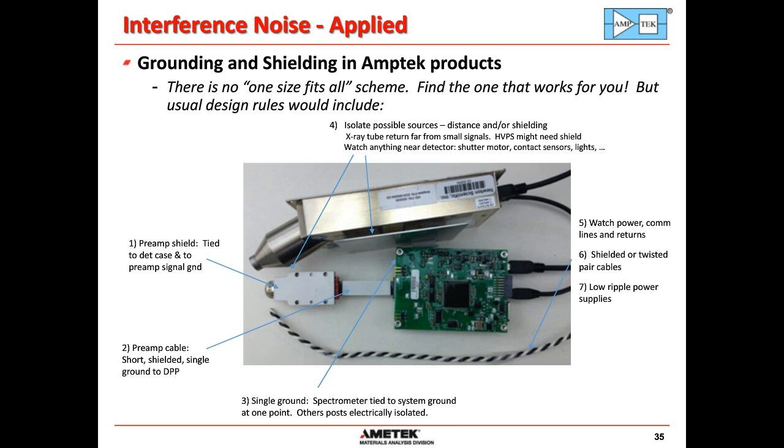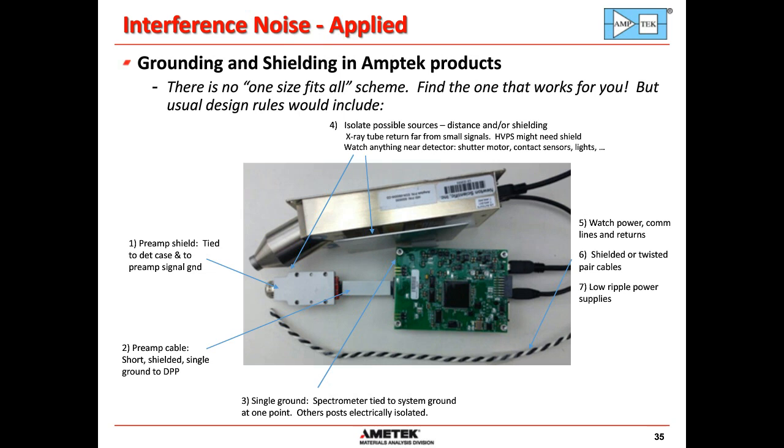I have the source of interference, my X-ray tube. I have a shield that I've placed between the tube's high voltage power supply and the rest of my system. You want to shield that as far as possible. And then I've paid attention to the power and communication lines, to the returns, and I'm using low ripple power supplies. Electronics are an issue, particularly with our silicon PINs.